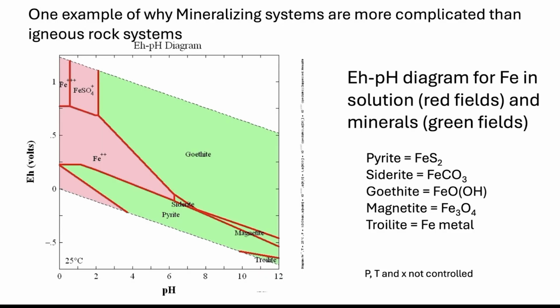So here's our good friend, the Eh-pH diagram. And I like this one because it's colored so that anything in green is a solid and anything red is in solution. So that's trivalent iron. That would be in solution only at very low pHs. Whereas iron plus 2 is in solution almost all the way up to neutral. And then depending on whether the Eh is low or high, you get pyrite or goethite, which is kind of an oxide.